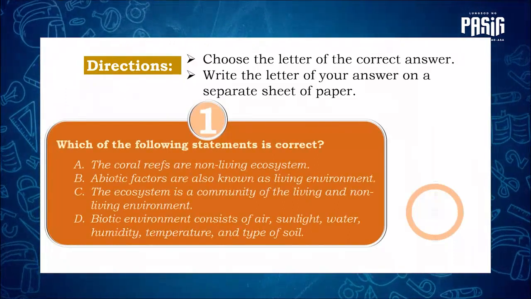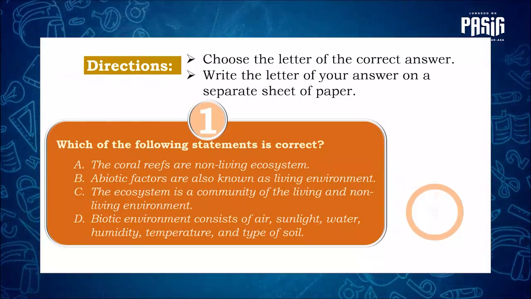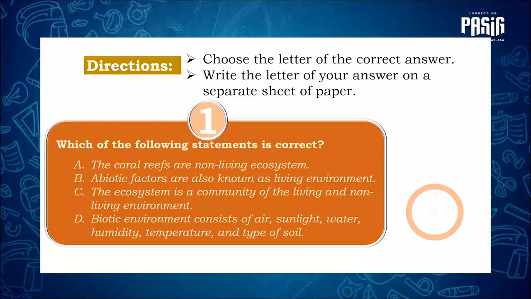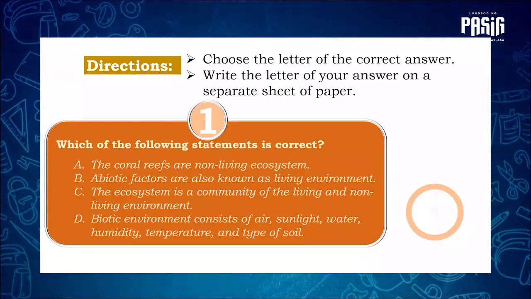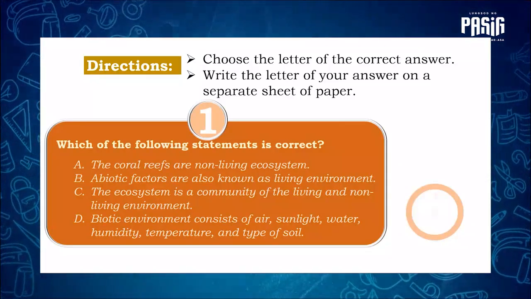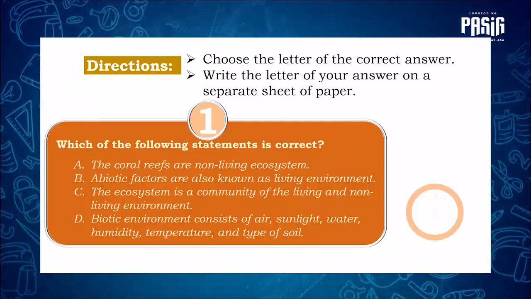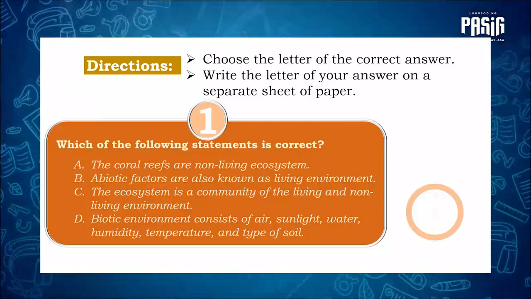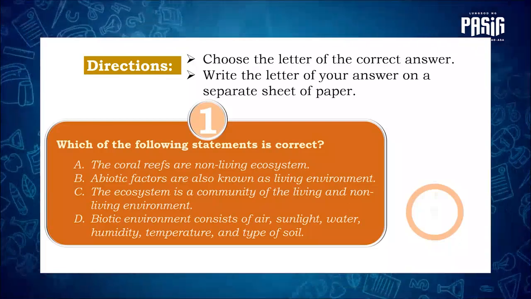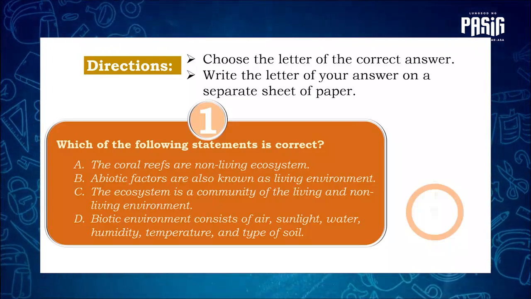Question number 1. Which of the following statements is correct? A. Coral reefs are non-living ecosystems. B. Abiotic factors, also known as living environment. Letter C. The ecosystem is a community of the living and non-living environment. D. Biotic environment consists of air, sunlight, water, humidity, temperature, and type of soil.